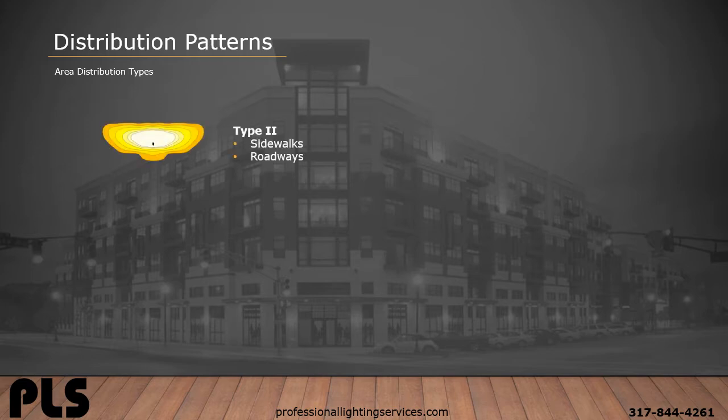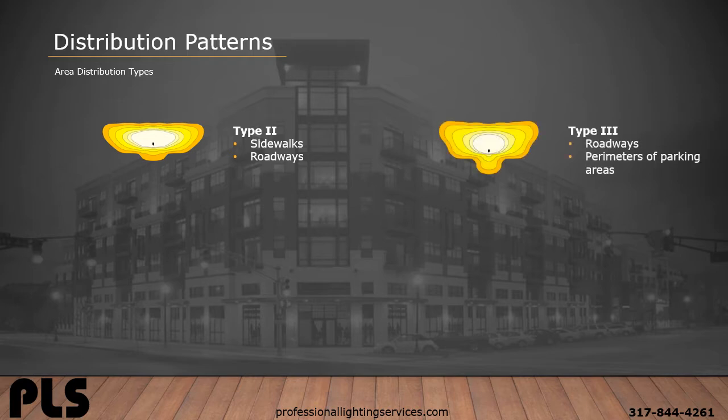Type 2 fixtures have a wide distribution and are intended for installations where the fixture is placed at the edge of a wide path, sidewalk, or roadway. These fixtures light an area up to 7 times wider than the mounting height of the fixture. For example, if the fixture is 20 feet high, it will cast light up to 140 feet wide on the area below.